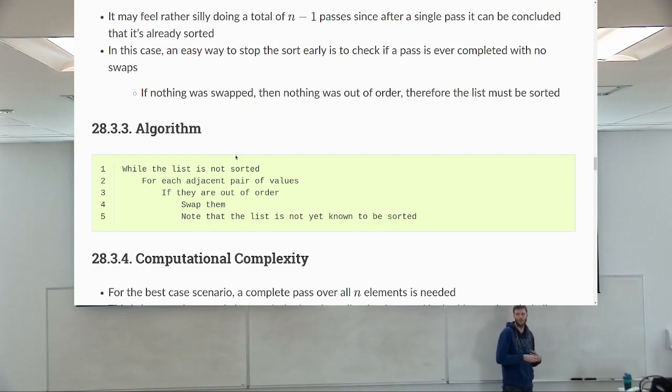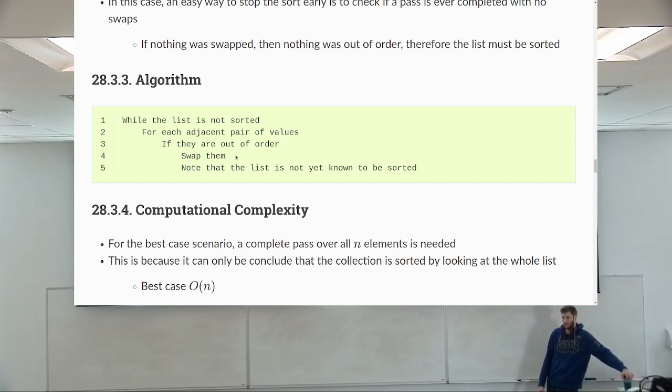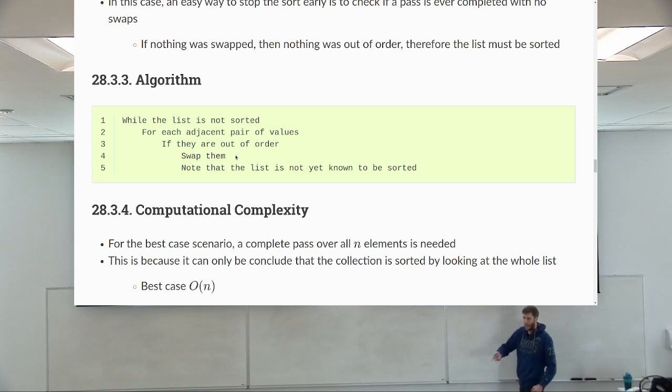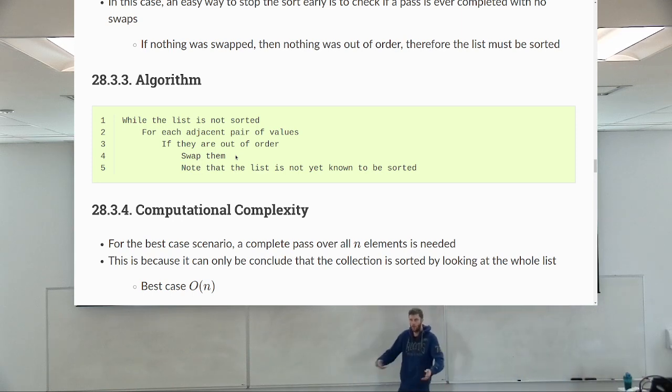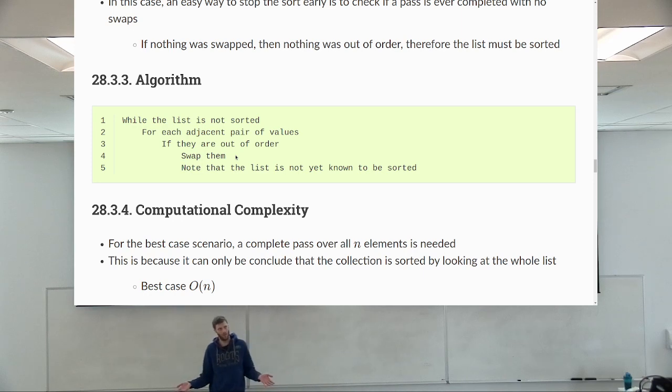So how much time does it take? What's the computational complexity of doing 1 pass? There's a list of n elements. I got to compare. It's linear. Realistically, how many adjacent pairs are there in a list, in a collection of n things? Who can tell me?